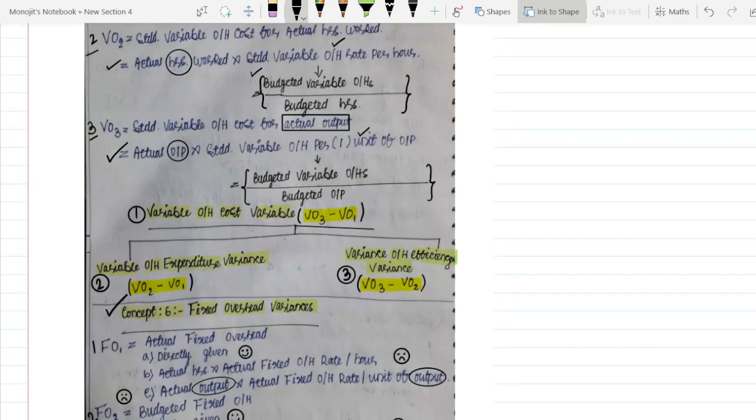So the variable overhead cost variance is VO3 minus VO1, and this is divided into two components: variable overhead expenditure variance and variable overhead efficiency variance. The formula is VO2 minus VO1 for expenditure variance, and the second formula is VO3 minus VO2 for efficiency variance. VO3 comes in this part and VO1 comes to the expenditure variance.